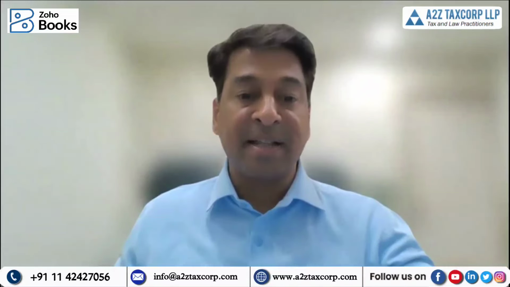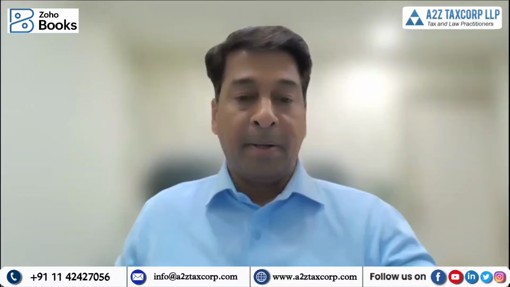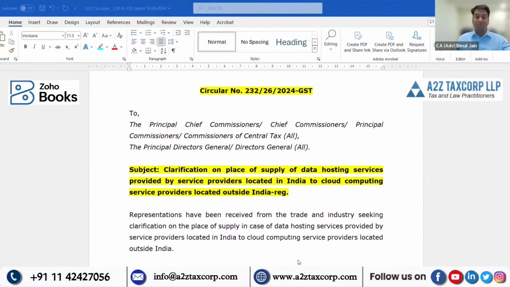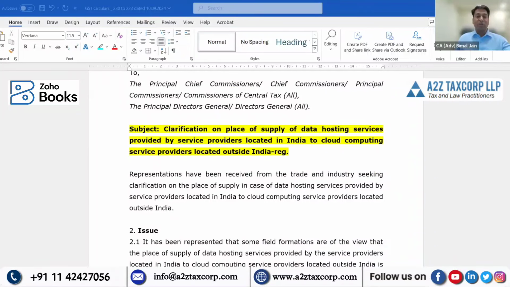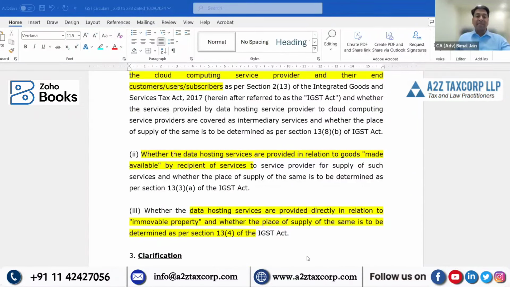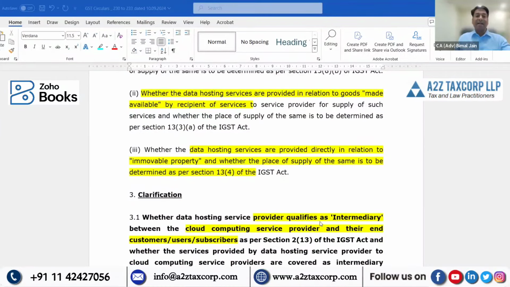I'm sharing the screen and discussing the important paras of this particular circular. So this is the circular which I'm referring to. What would be the place of supply of data hosting services provided by a service provider located in India to a cloud computing service provider located outside India? As I've explained, there are three disputes: whether the data hosting service provider can be considered an intermediary; whether the data hosting services are provided in relation to goods made available by the recipient, performance-based; and third, whether, because the setup of the data hosting service provider is in India, the place of supply can be the location of immovable property as per Section 13 subsection 4 of the IGST Act. So these are the three broad issues.